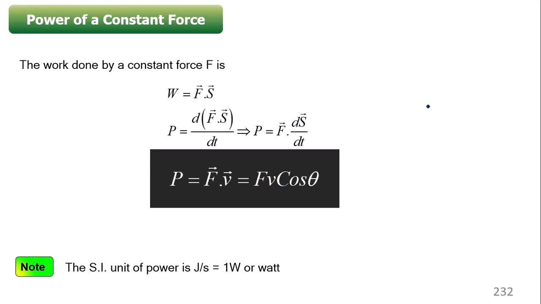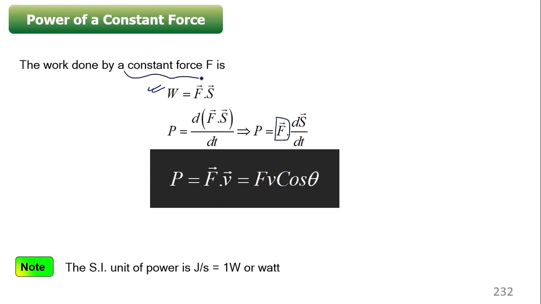There is an expression that can be written for the instantaneous power. If W equals F dot ds, then power is d/dt of F dot ds, where if F is constant, F can be taken out of the differentiation. So we are left with F dot ds/dt, and ds/dt is velocity. So power can be written as F vector dot velocity vector when the force is constant.